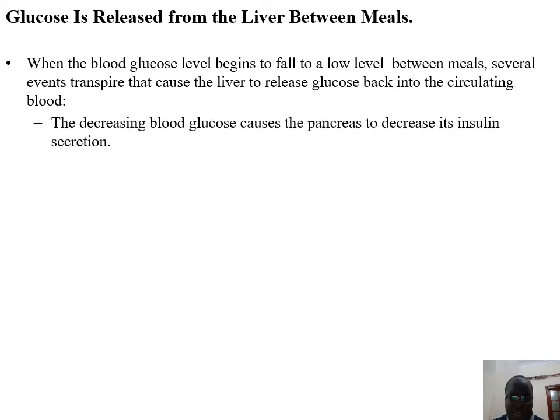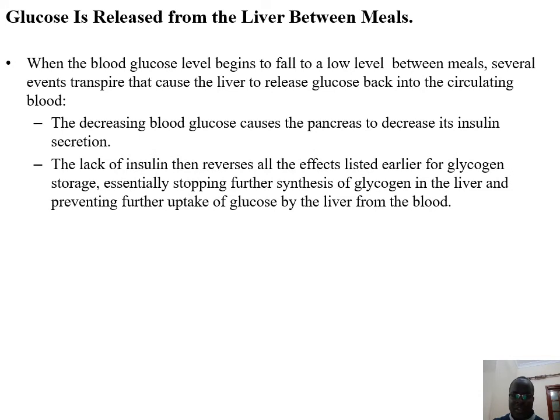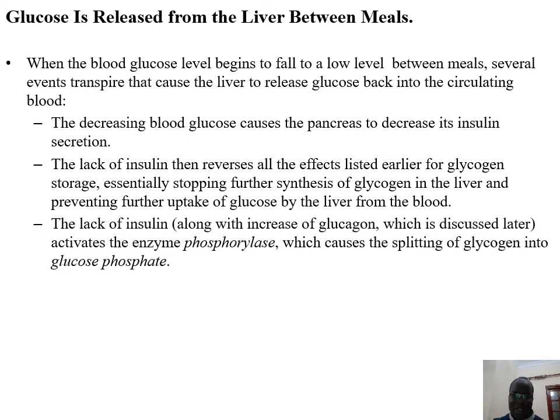The decreasing blood glucose causes the pancreas to decrease its insulin secretion. So insulin secretion is going to decrease. The lack of insulin then reverses all the effects listed earlier for glycogen storage, essentially stopping further synthesis of glycogen in the liver and preventing further uptake of glucose by the liver cells from the blood. So it will be prevented so that the blood glucose increases in the blood. Lack of insulin again, along with increase in glucagon, which is discussed later. So the other lecture will be discussing glucagon.